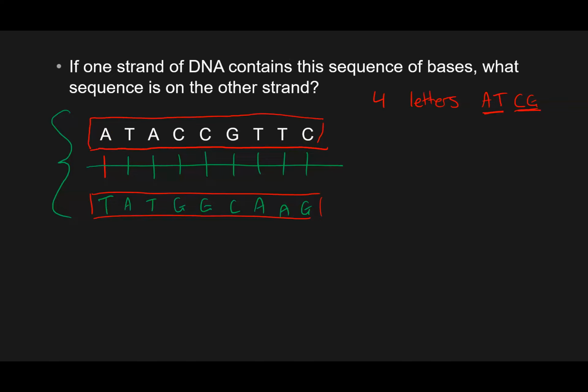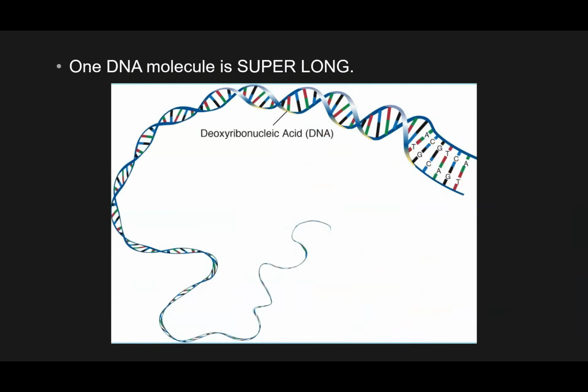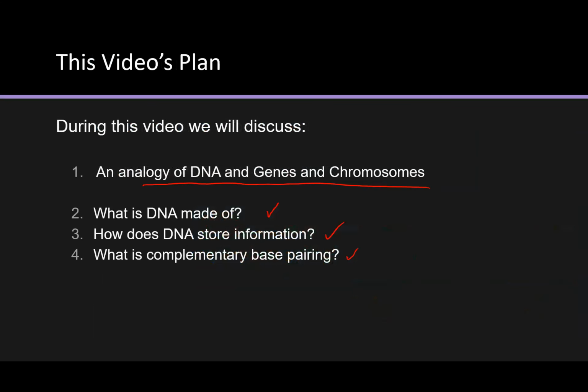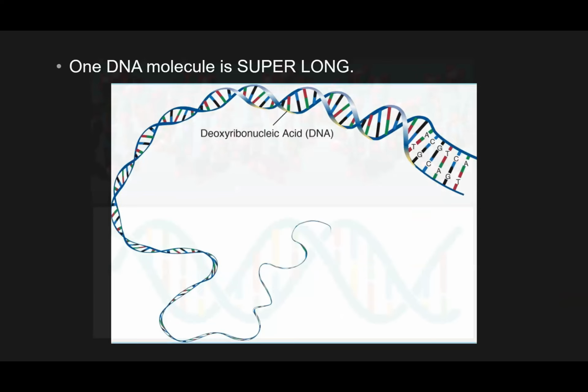Okay, so just to recap, going back to the beginning of this lesson, what is DNA made of? It's made up of nucleotides. The nucleotides themselves are made up of a phosphate group, a sugar, and a nitrogenous base. So that is what they are made of.